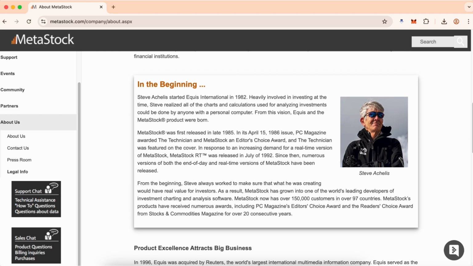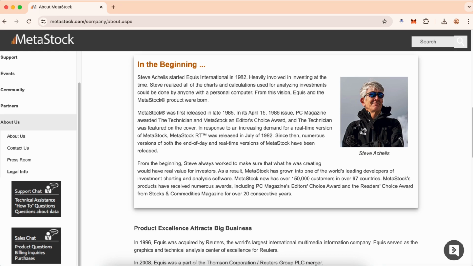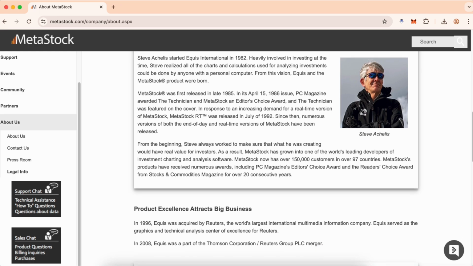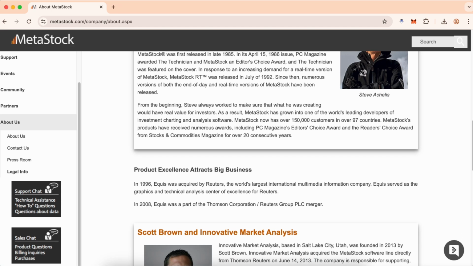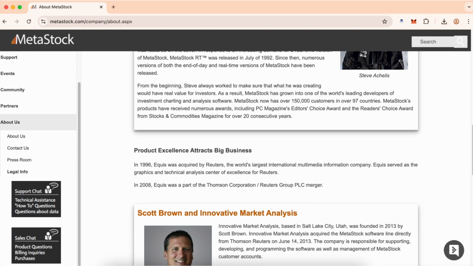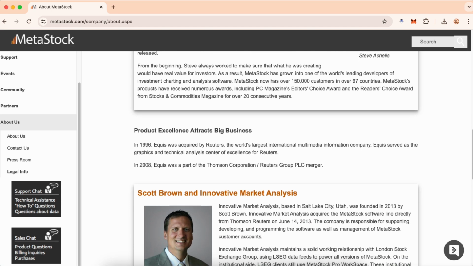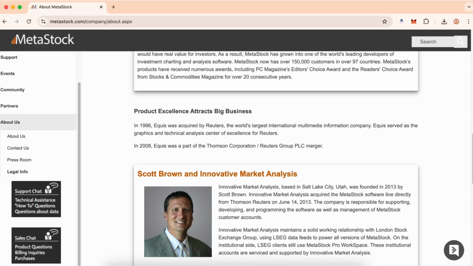Data accuracy is crucial for any trading platform, and MetaStock delivers. They source data from reputable providers like Reuters and Interactive Data. I've cross referenced several data points with other platforms and found MetaStock to be consistently accurate.